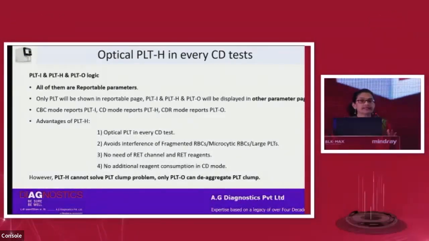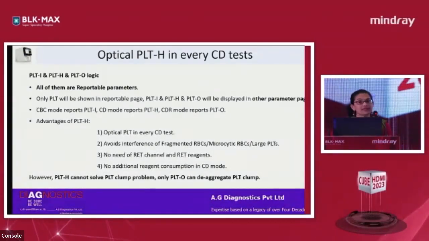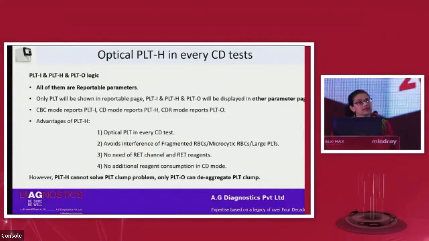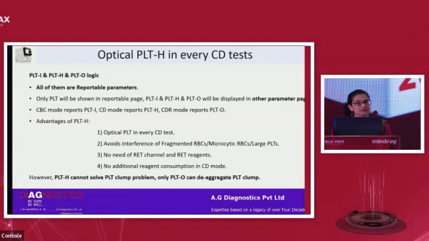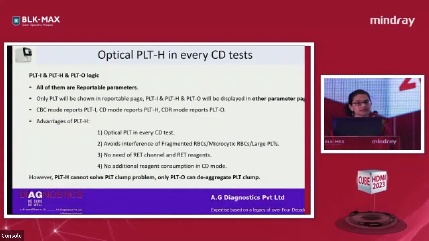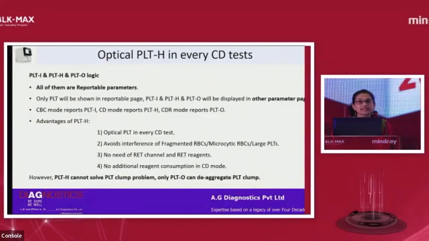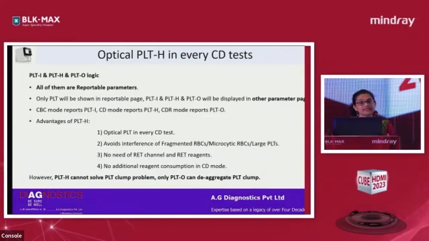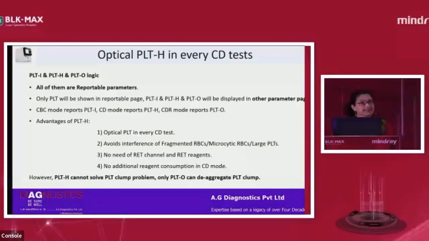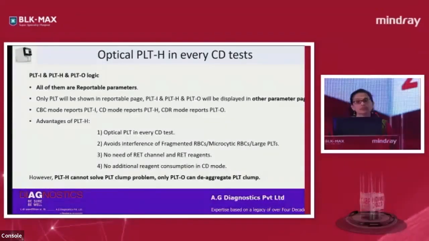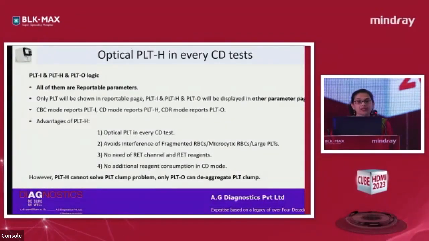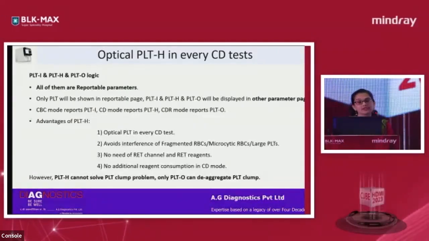So platelet I, platelet H, and platelet O, all of them are reportable parameters. Only one platelet count will be shown in the reportable page. You can look for the other counts in the other parameter page. The CBC mode reports platelet I, CD mode reports platelet H, and CDR, that is the retic channel mode, will report platelet O. So what are the advantages of platelet H?